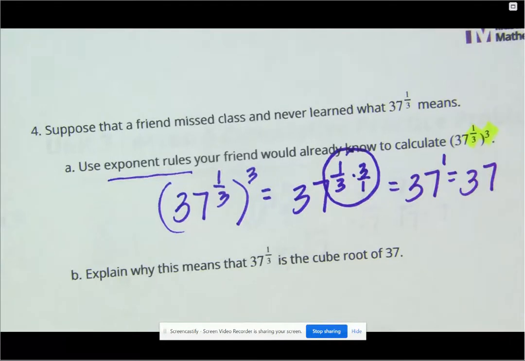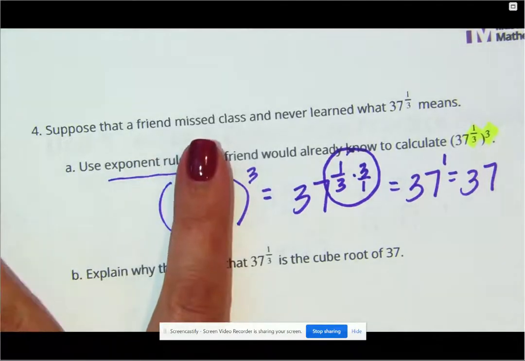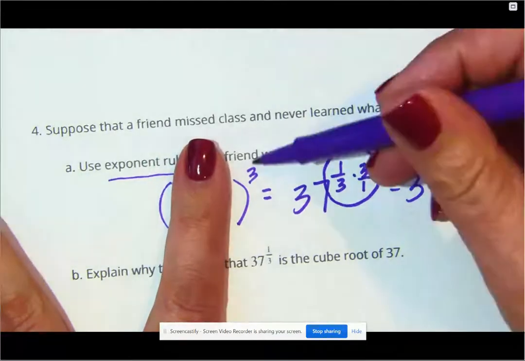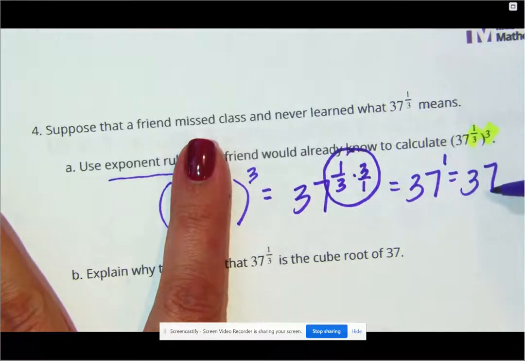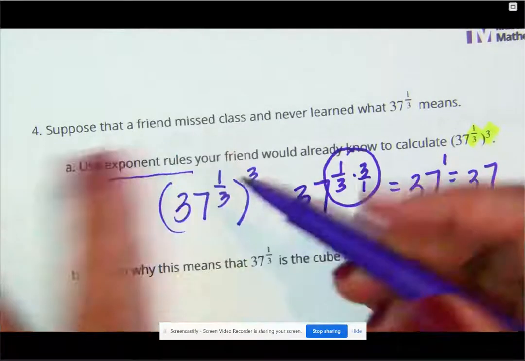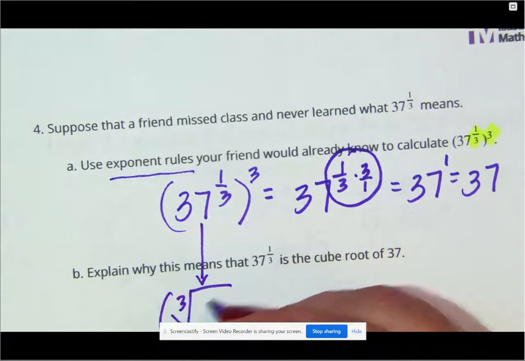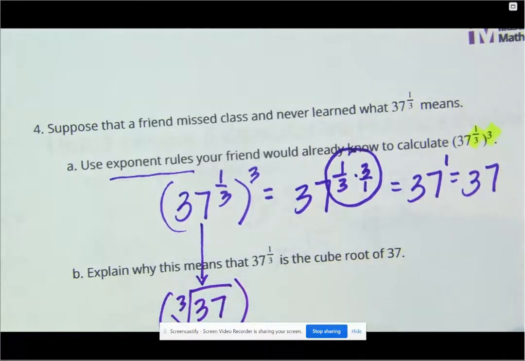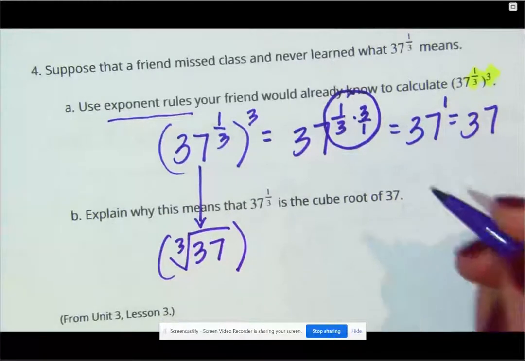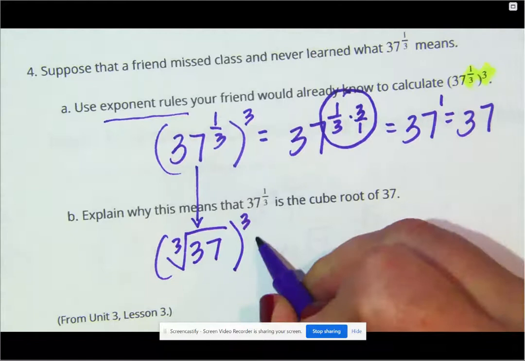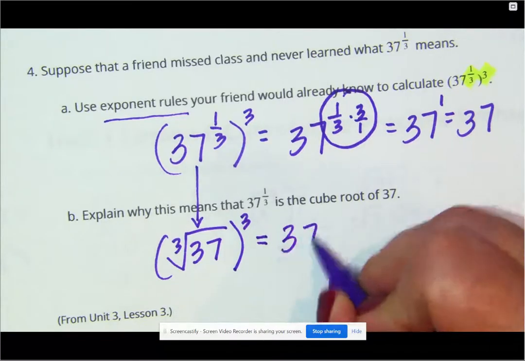It says explain why this means that 37 to the 1/3 is the cube root of 37. Well, look, if I cover up this right here, which is 37 to the 1/3, when I raise that to the third power, I get 37. Doesn't that mean, if I replace that, instead of writing it to the 1/3, let's put 37 like that in cube root. Raising it to the third power, what does that third power do to that cube root? They're inverses of each other, and you're left with 37.